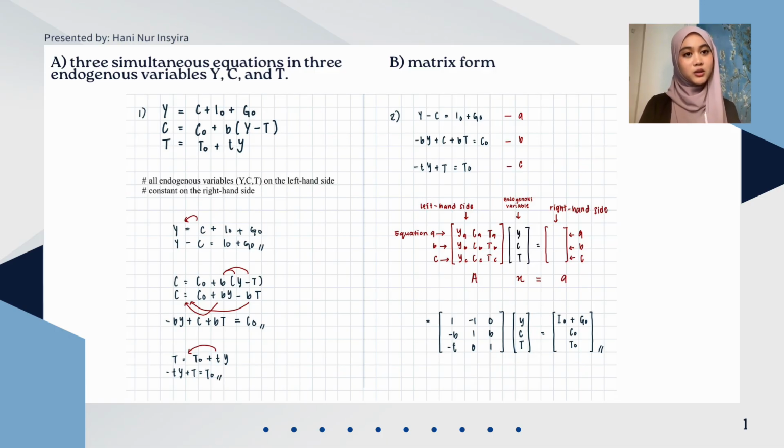For the second equation, we need to expand B first, and then move those with endogenous variables to the left. For the third equation, we move tY to the left. That leaves us with three equations.